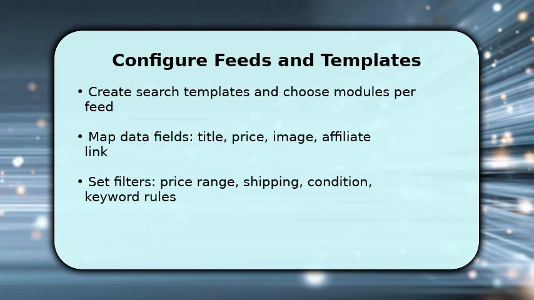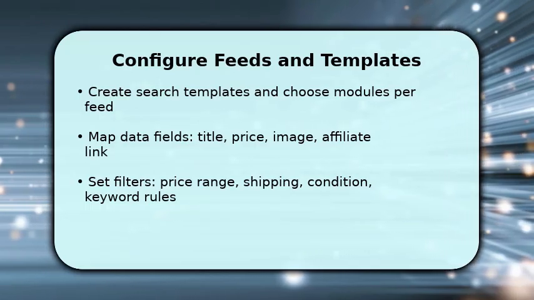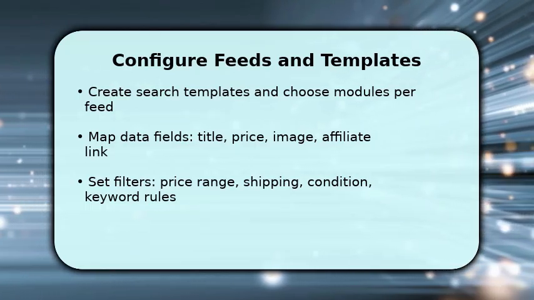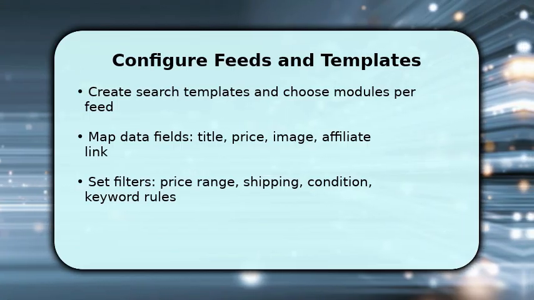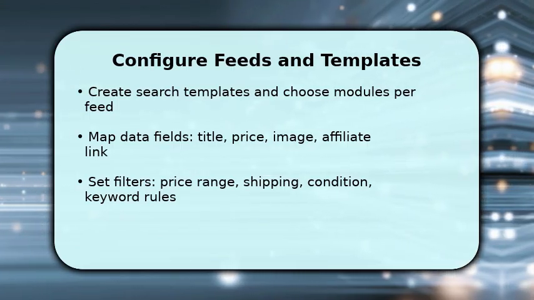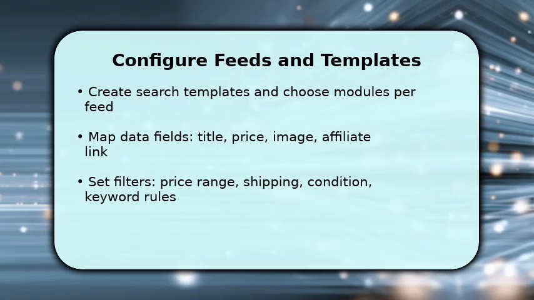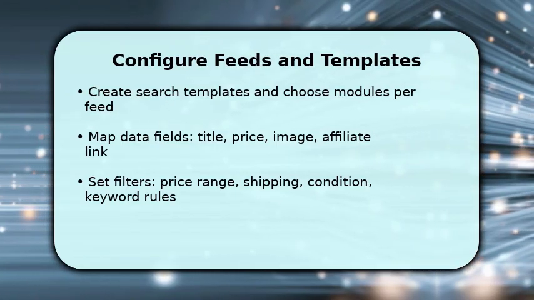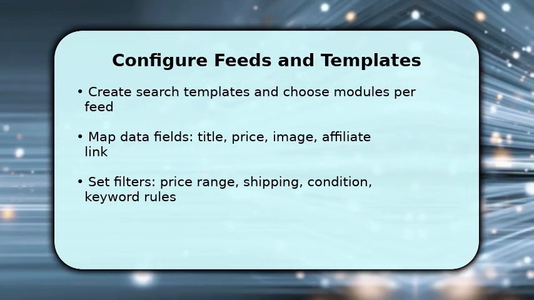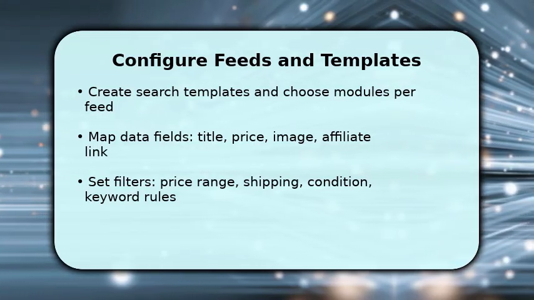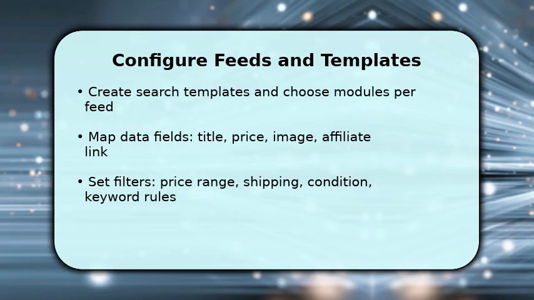You now build a template for product imports. Start by selecting which modules will populate that template and the search keywords you want to use. Map key fields so your theme displays title, price, image, and the affiliate link correctly, and set ranking or sorting rules. Once mapped, apply filters for price range, shipping options, or product condition to eliminate poor matches.